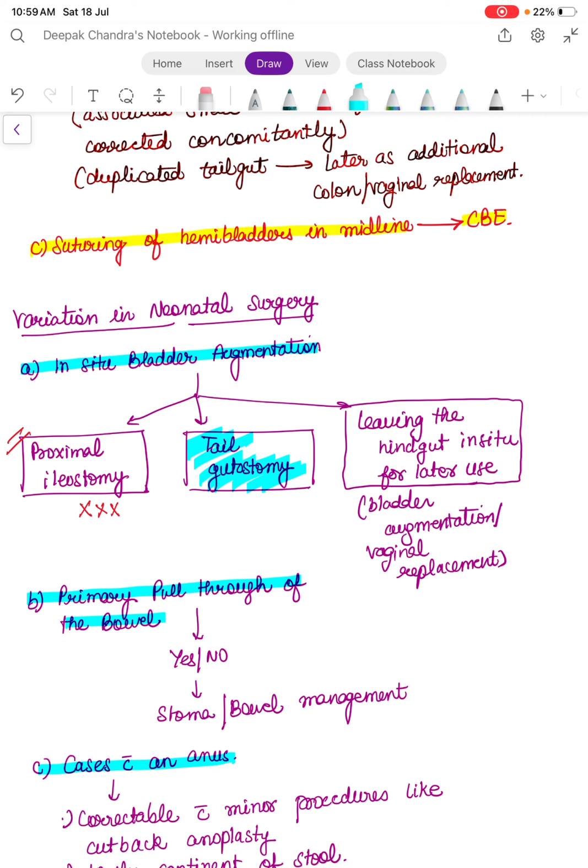Then a few people recommend leaving the hind gut in situ for later use, either in the form of bladder augmentation or vaginal replacement. But as per most of the literature, if we are not going to use this distal bowel or this tail gut, it is never going to gain its actual length or diameter, which has an impact on overall management.